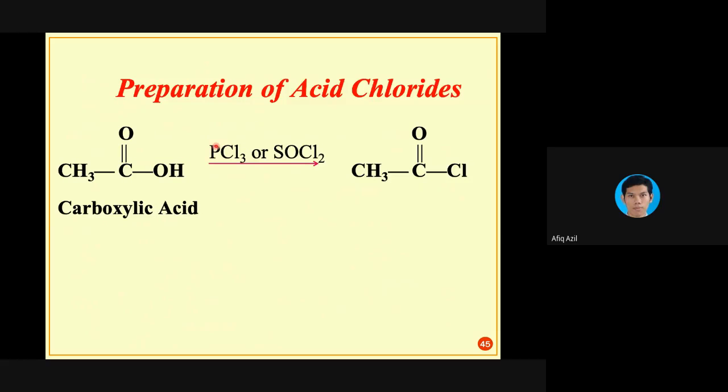So example, preparation of acid chloride. Here we have ethanoic acid. You can use PCl3 or SOCl2 or PCl5. So this is the product that you are going to get, CH3C double bond OCl. The OH over here is going to be replaced with the chlorine.